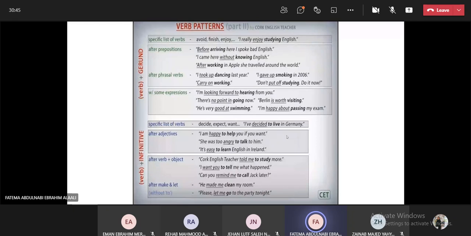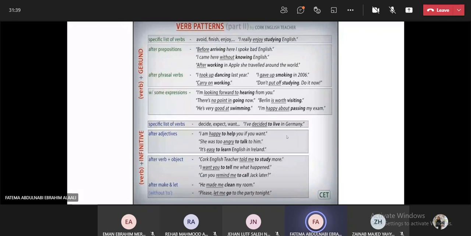First of all, we use the gerund after prepositions. Prepositions are words like before, after, and so on. So these are examples of prepositions. After a preposition, we have to form the verb in the gerund with ing. So for writing, I spoke bad English. After a preposition, we have verb plus ing. After working in Apple, she traveled around the world. So we use the gerund after a preposition.